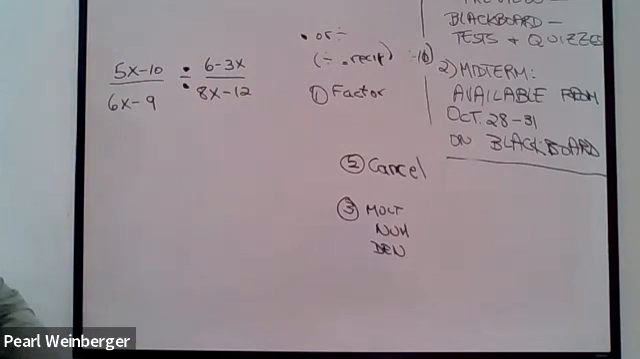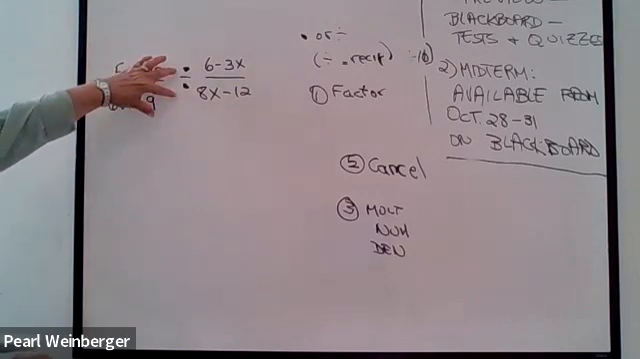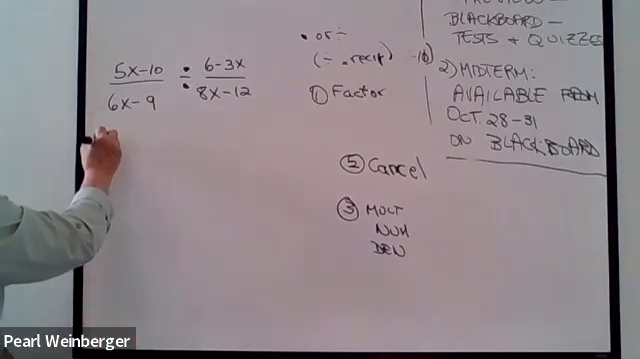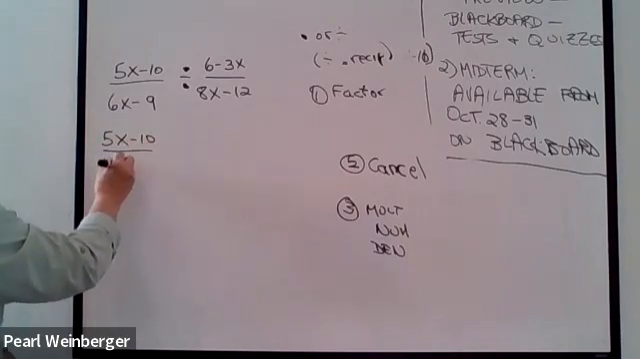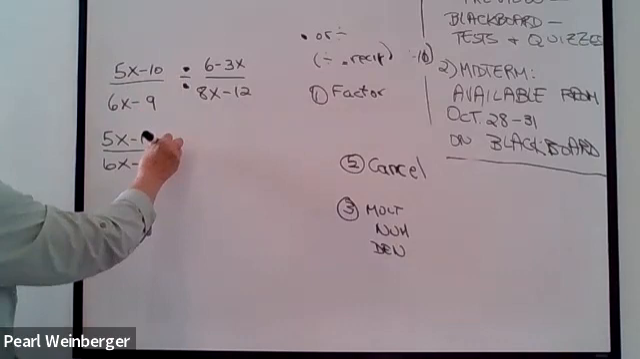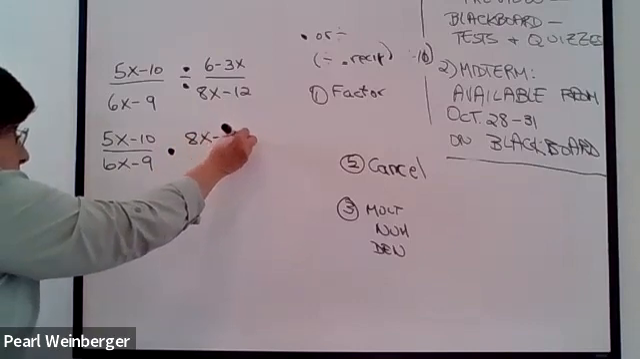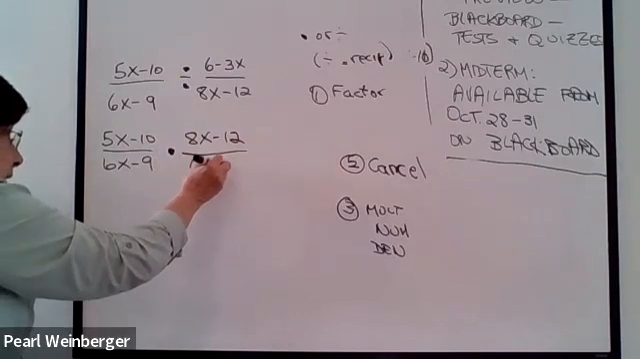Okay, remember what we said. The first thing we're going to do is look whether it's a multiplication or a division. This is division, which tells us my first step is to take the reciprocal of that second fraction. So I'm going to rewrite this as 5x minus 10 over 6x minus 9. I leave the first fraction alone. Change the division to a multiplication problem and take the reciprocal of the second fraction. In other words, put the 8x minus 12 on top and the 6 minus 3x on the bottom.